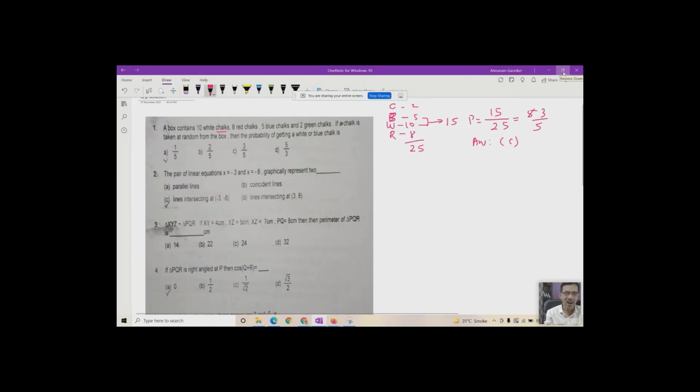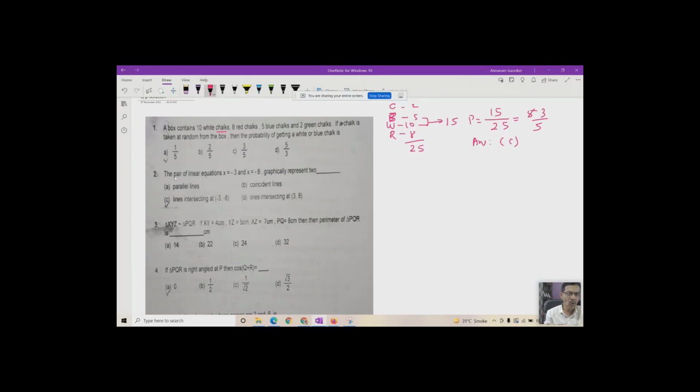I hope it is clear. If you have any questions on question 1, please type 1 in the comment box so that I can explain it again. Meantime, let me go for question number 2.